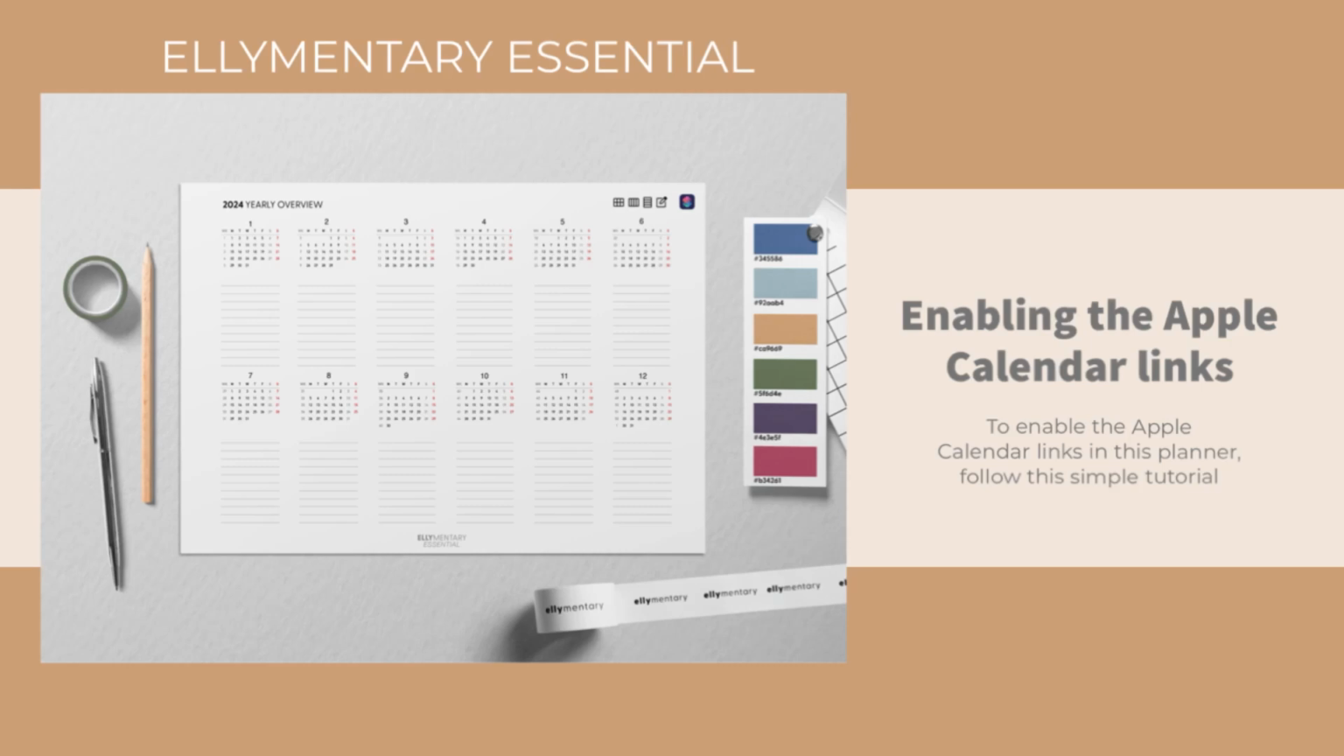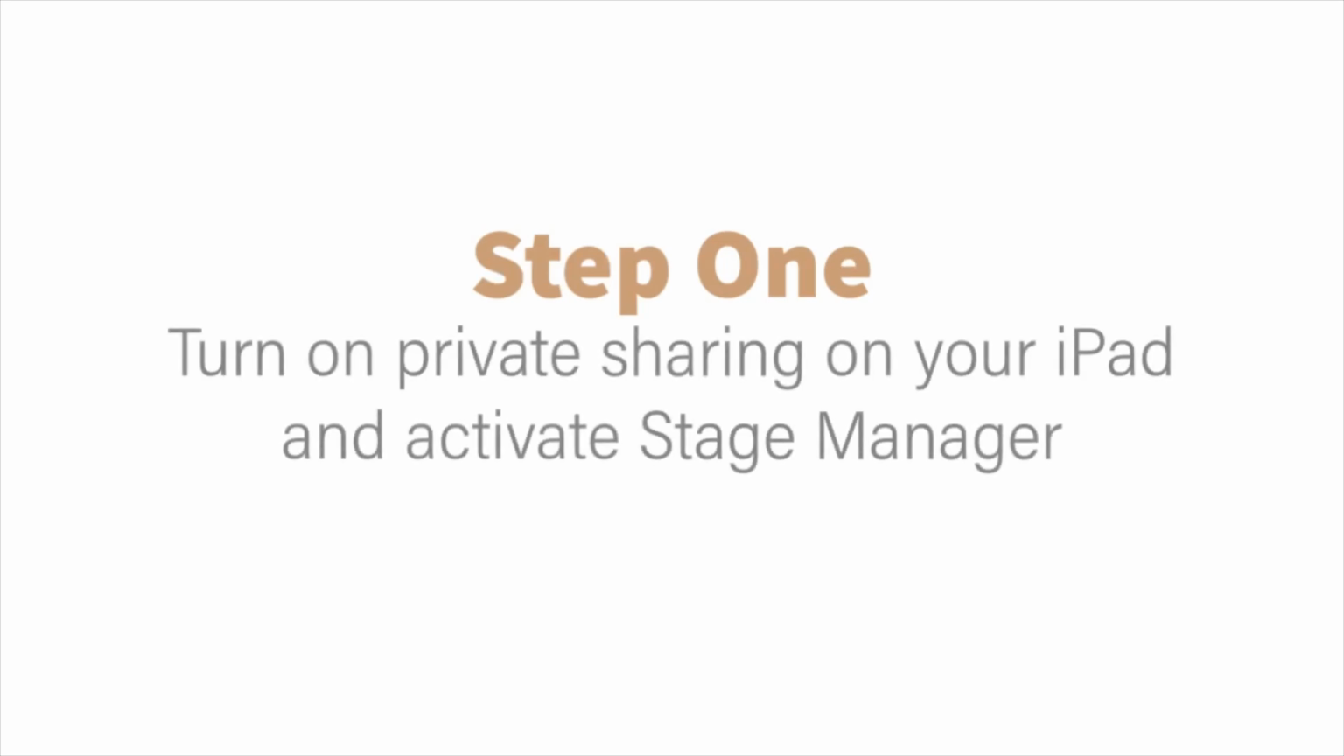Today I'm going to be using the Elementary Essential Digital Planner to show you how to enable the Apple Calendar links by downloading and installing my shortcut, which is included with the purchase of this planner. Step 1 is to turn on private sharing and activate Stage Manager.